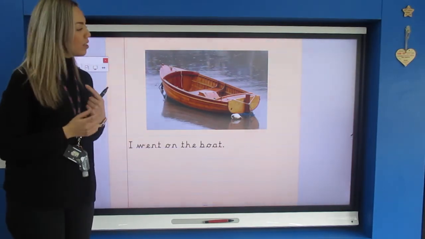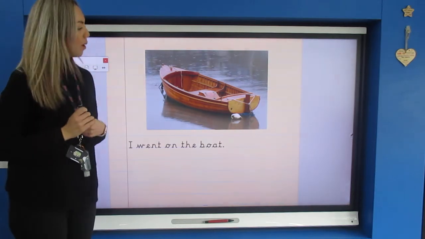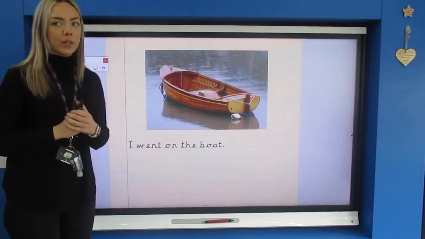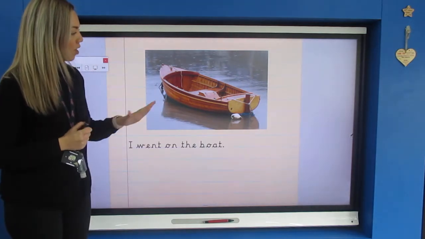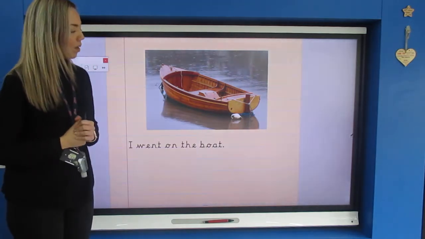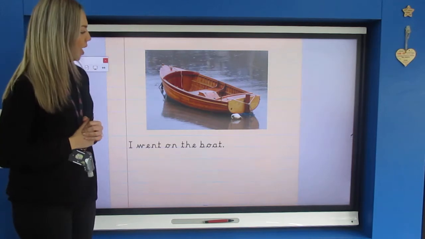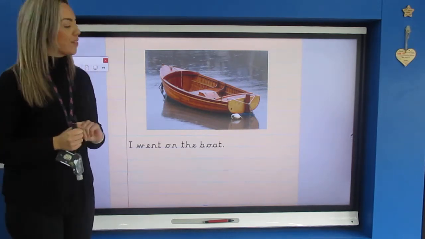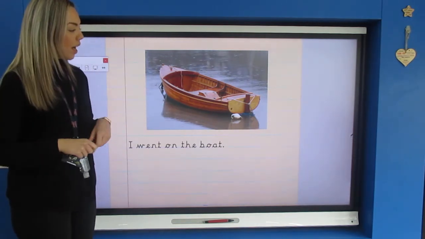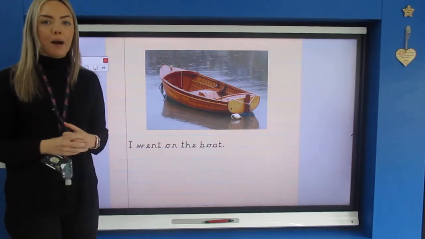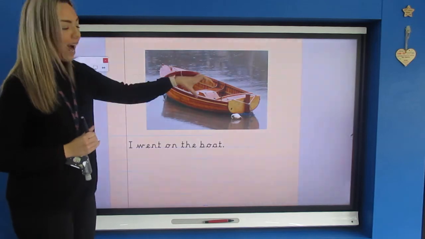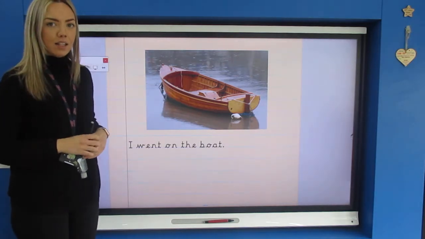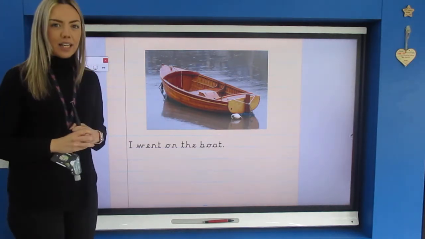So just talking together, we know that the boat is brown, we know that the boat is wooden, we know that the boat is small. What else could we say about the boat? Have a think about those adjectives, those describing words that can tell us something else about the boat, okay? It's quite narrow, isn't it? That would be a good idea.